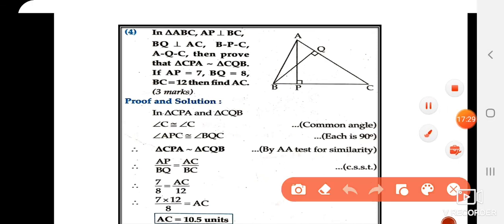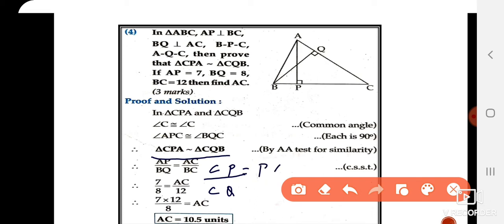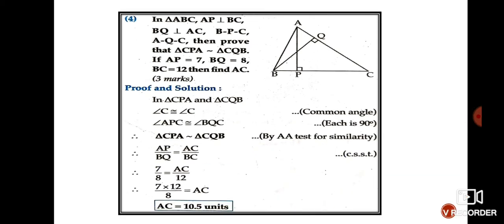For example, now here you have CPA similar to CQB. What you can do is, you can write CP upon CQ is equal to PA upon QB is equal to CA upon CB. Then you select which one you want. Substitute the values, cross multiply and get the answer. Okay. Then you have AC is equal to 10.5 units.